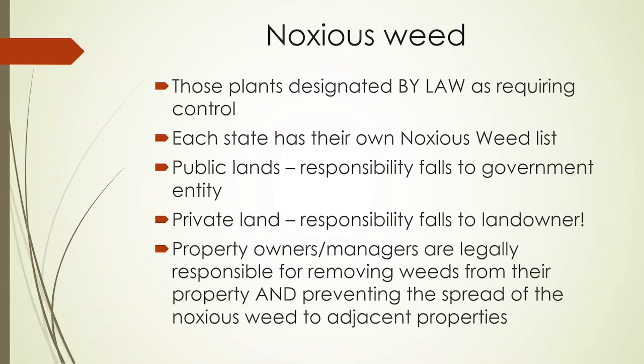What happens when plants are designated as a noxious weed by that state is the owner or manager of that land has the responsibility for removing those weeds from that property and preventing the spread of those noxious weeds to adjacent properties. Now, in public lands, the responsibility falls to whatever government entity is managing that land. So NDOT manages the roadsides and the BLM manages BLM land. But for private land, that responsibility falls to the landowner.